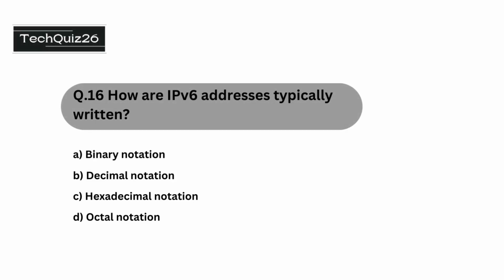Question number 16 is, how are IPv6 addresses typically written? The options are binary notation, decimal notation, hexadecimal notation, octal notation. The correct option is hexadecimal notation.